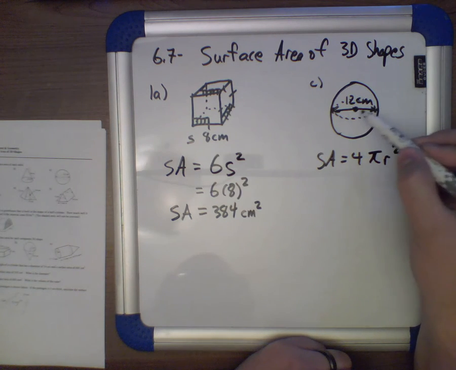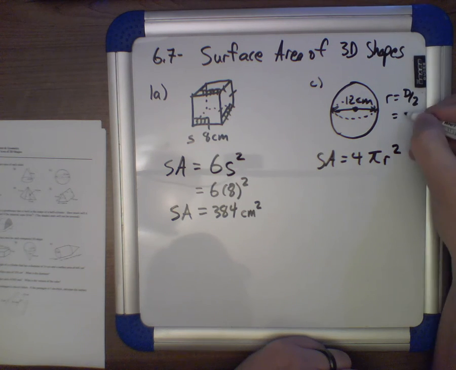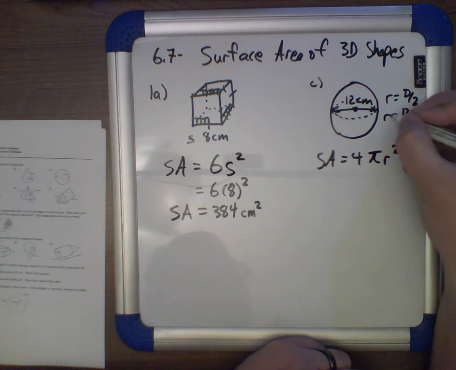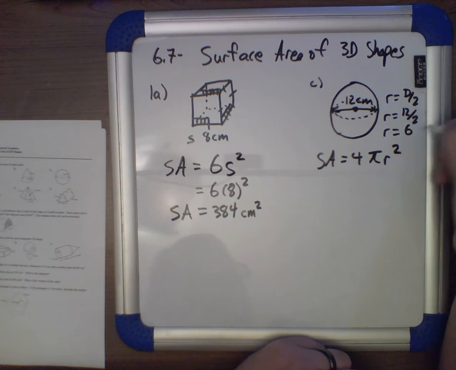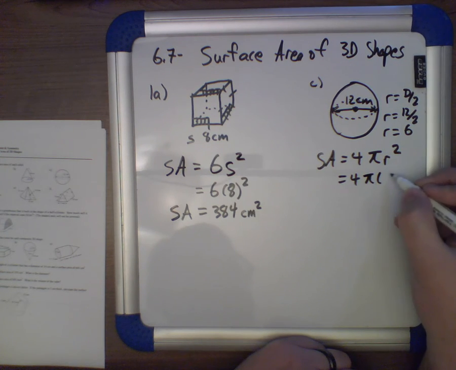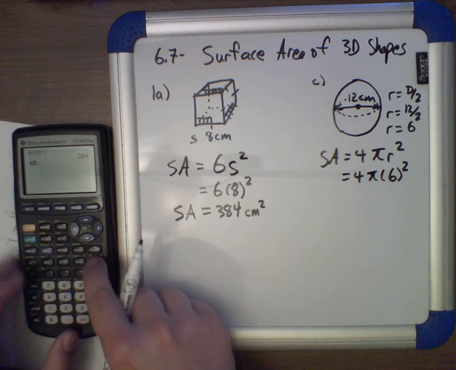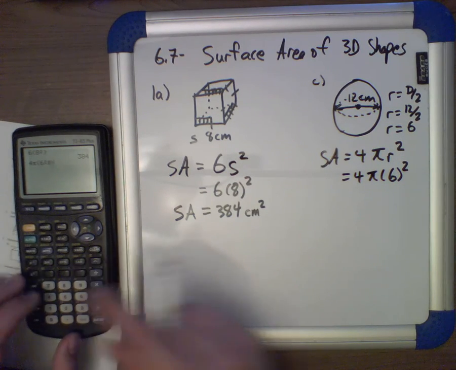I'm given all the way across is 12. But remember, r equals diameter over 2. So diameter is 12 divided by 2. So my r, my radius, is going to be 6 centimeters. So let's plug that in. Surface area is 4 times pi times 6 squared. So 4 times pi times 6 squared.